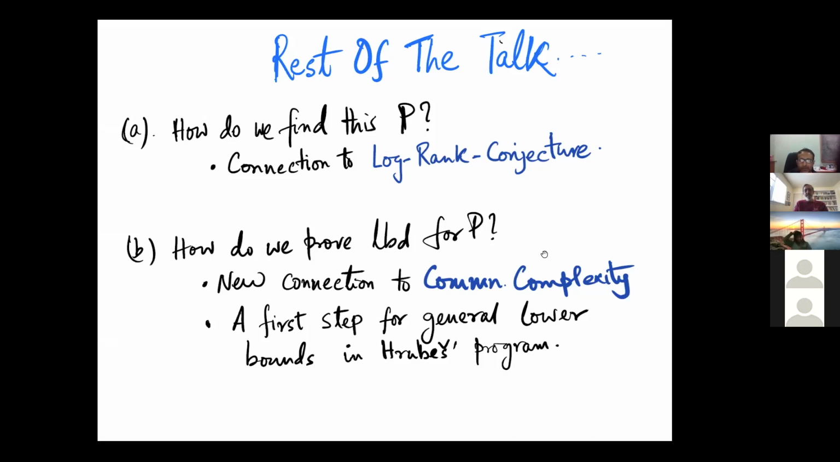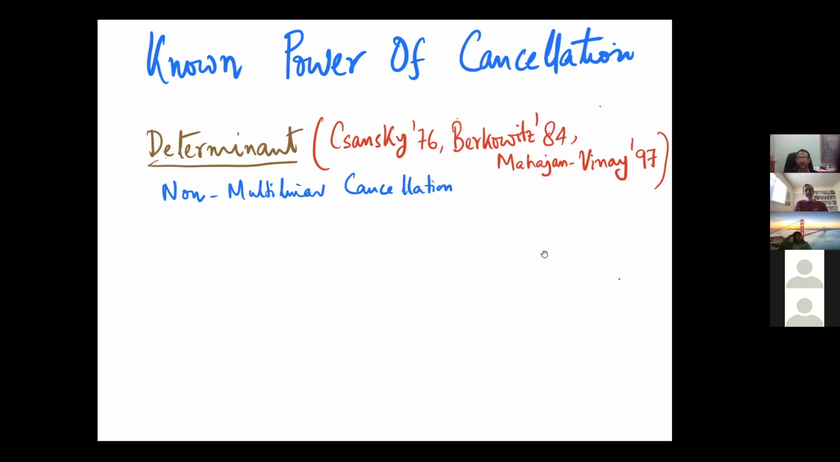So how do we find this polynomial? We're looking for some powers of cancellation, and the polynomial with which we have the most success using cancellation is the determinant polynomial. There have been lots of algorithms for the determinant, and all of these of course use very non-trivial cancellations. For those who know, this is called non-multilinear cancellation, but never mind. If you don't know, it's just that some very powerful cancellations take place here.